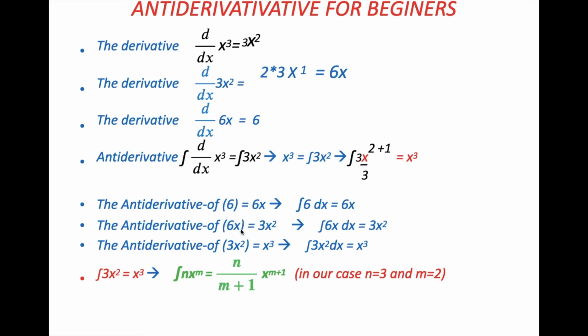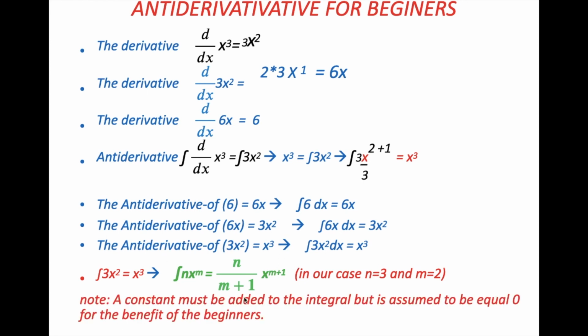So let's do 6x, for example. So n is going to equal 6, and m is going to equal the power of x, which is 1 in this case. So the antiderivative of 6x to the power of 1 is equal to 6 over 1 plus 1, times x to the power of 1 plus 1. So 6 over 1 plus 1, which is 2. 6 over 2 is 3. And x to the power of 1 plus 1 is x squared. So 3x squared. So this formula can be used to find any antiderivative.